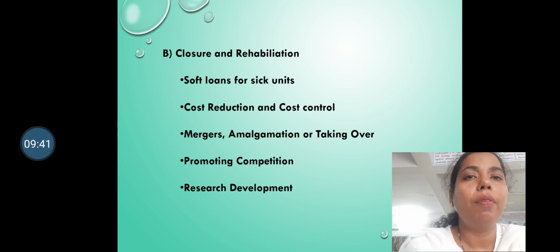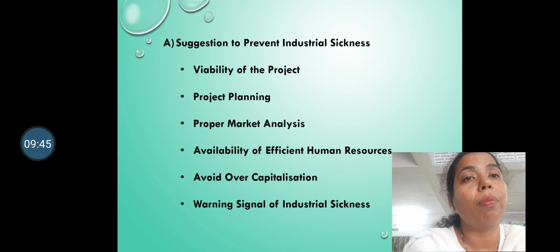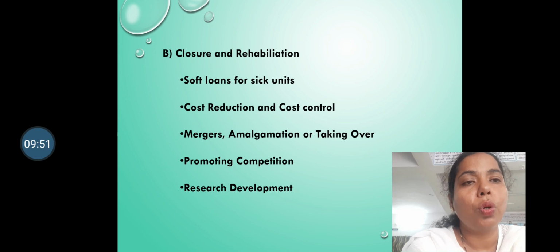Okay, earlier we have seen the preventive measures to stop industrial sickness, and these are basically the closure and rehabilitation measures. So here we have discussed the topic of industrial sickness.